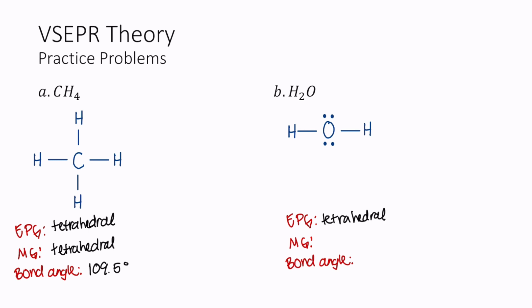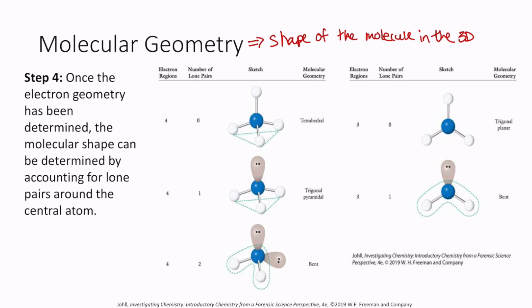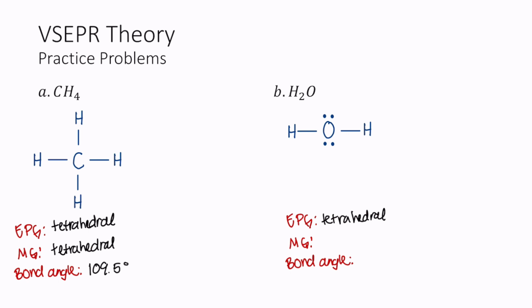In this case, I don't have 4 bonded atoms. I have 2 lone pairs. So if we go to our table here, I can find I have 4 electron regions, 2 lone pairs, so my molecular geometry is bent. My bond angle, it's still tetrahedral, so my bond angle is still 109.5.